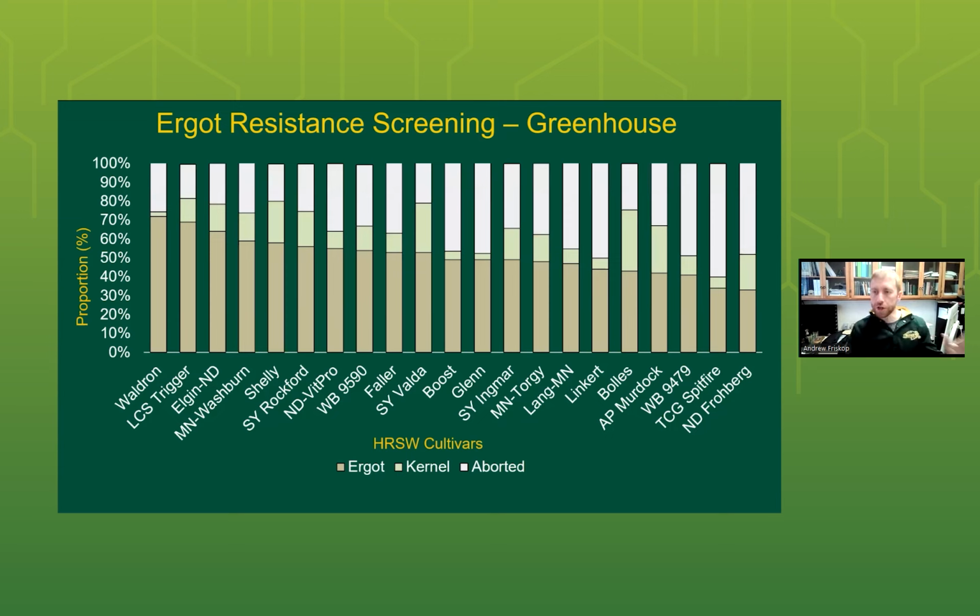So this chart shows you that when we infect these spring wheat varieties, we know that ergot is produced. We know kernels can still be produced. And then the other thing is that we know that there's some abortion occurring, as far as not being able to produce either. So looking at this data is a good demonstration of what the host reaction is. But this led to a next question as we were working through this problem.